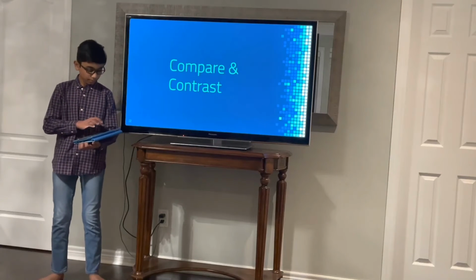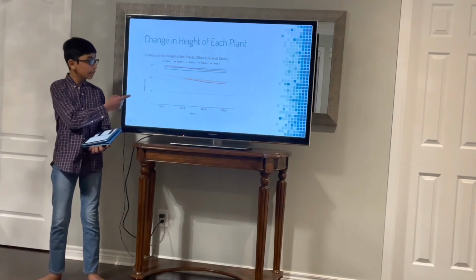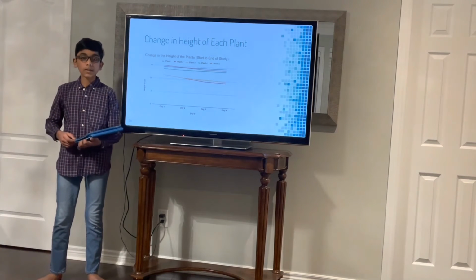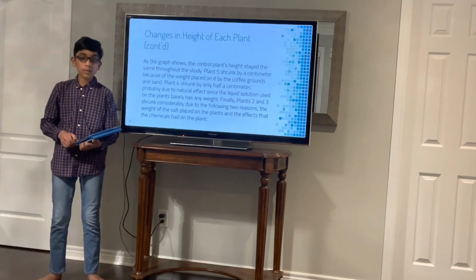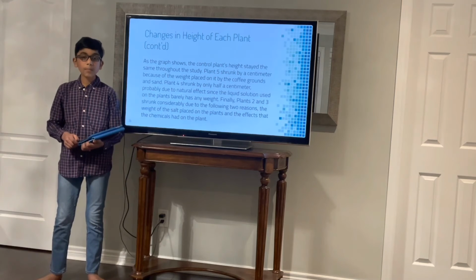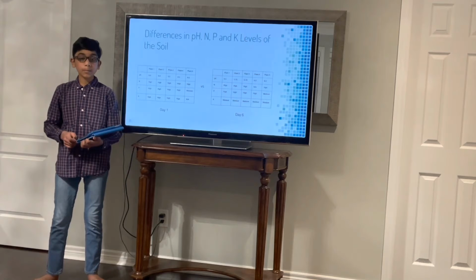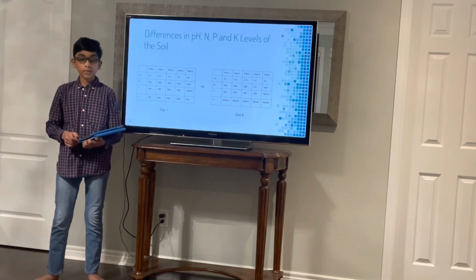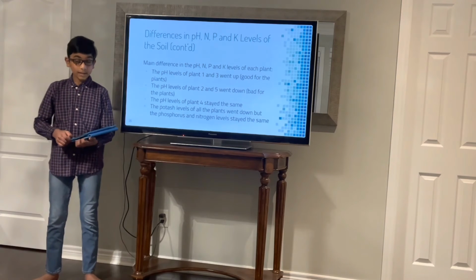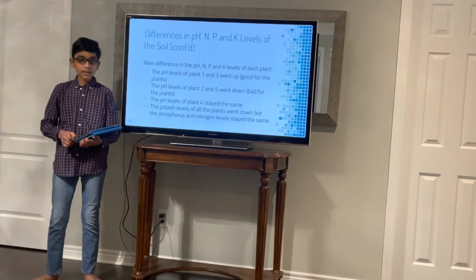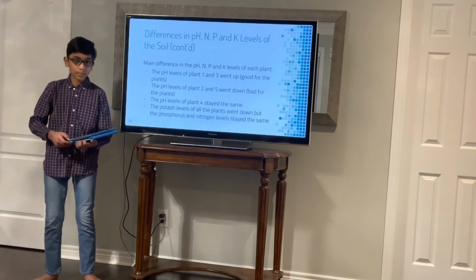Compare and contrast. Let's first talk about the changes in height of each plant. This is a graph I made depicting the deterioration of each plant. The main thing that happened was that plants 2 and 3, which had the salts used on them, shrunk the most. Let's talk about the differences in the pH, nitrogen, phosphorus, and potash levels. The main thing that happened here was that the potash levels went down for all the plants, which is pretty worrisome.